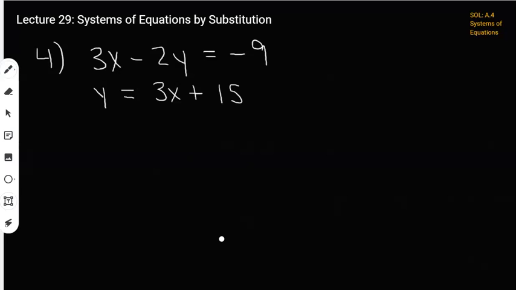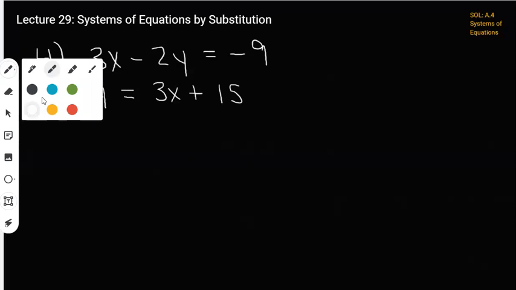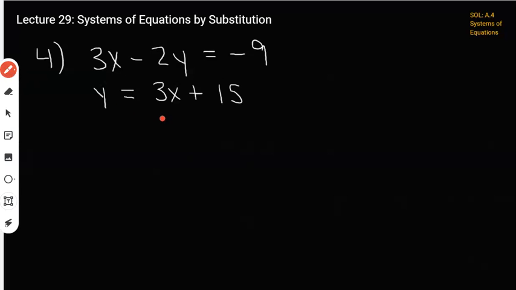So just like last time, I'm given two different equations. The top one is in standard form, but the bottom one is in slope-intercept form because you've got y by itself. And what I'm going to do with these is underline the 3x plus 15. So go ahead and underline the 3x plus 15. I'm going to do it in red. There we go. So now I've got 3x plus 15 underlined.